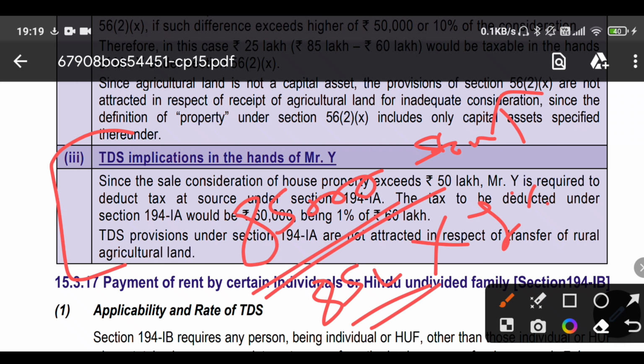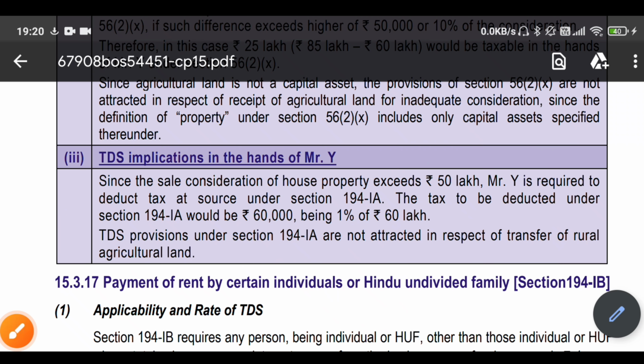Earlier there is no point of stamp duty value, we just have to calculate 1% of actual consideration, but there is an amendment, we have to consider stamp duty value or full value of consideration, whichever is higher. So stamp duty value is 85 lakh, so TDS also will be deducted on stamp duty value, right? So 85,000 will be the tax required to be deducted.